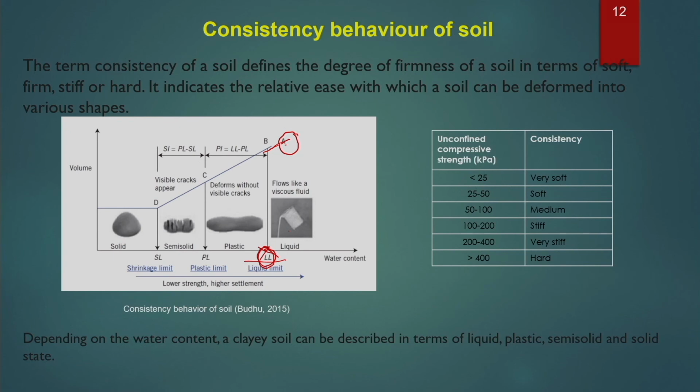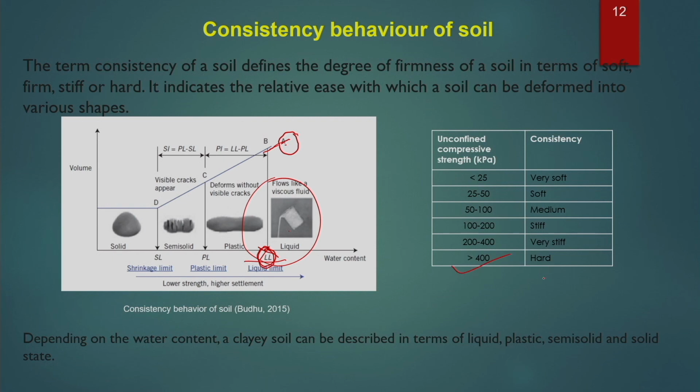So again, the consistency of the soil can also be expressed in terms of unconfined compressive strength. For example, when the unconfined compressive strength is less than 25, the soil will be very soft. So that will be on this side. Similarly, when it is between 25 to 50, the soil can be termed as soft. 50 to 100 kPa, it can be termed as medium, and if it is more than 400, the soil can be termed as hard.